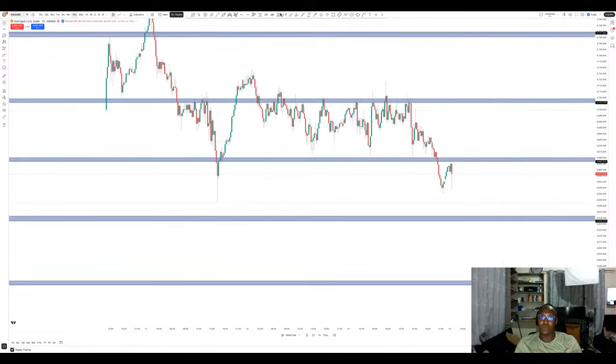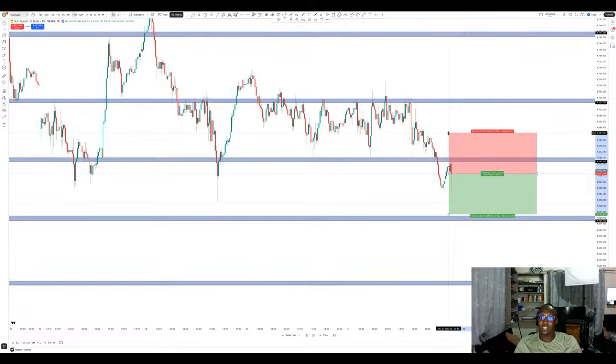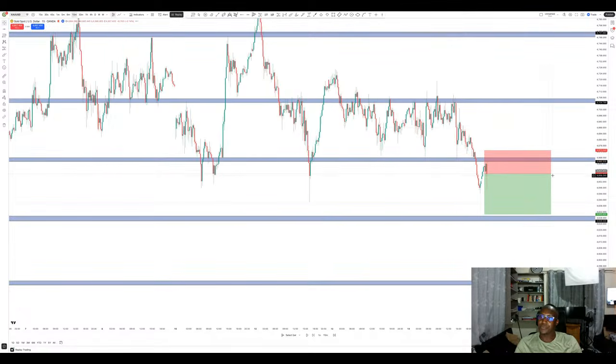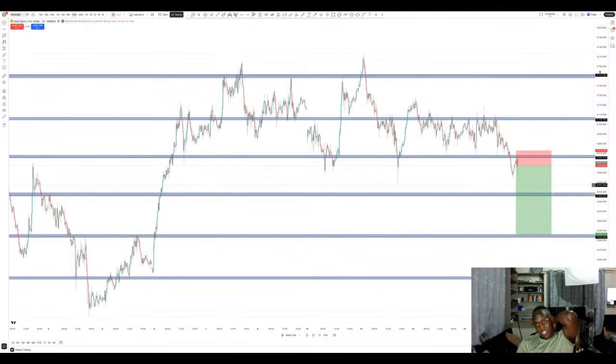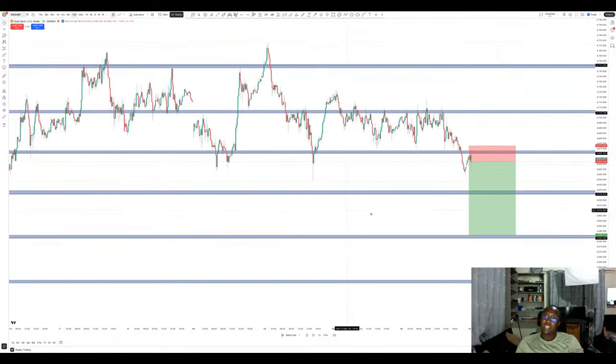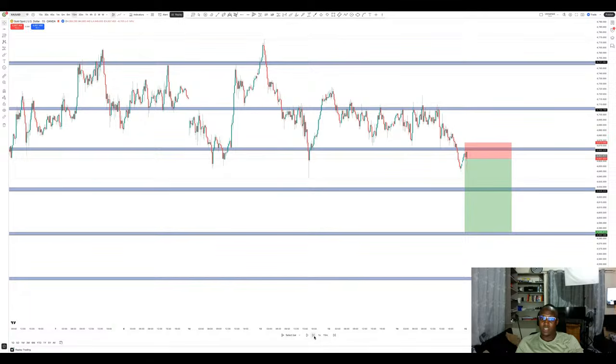We can decide to enter and have our stop loss around this area. Then we can decide to have this as our take profit 1 and this as our take profit 2. So when it comes to trade management, as soon as you enter, the trade will either be in some drawdown or run straight away to profits.